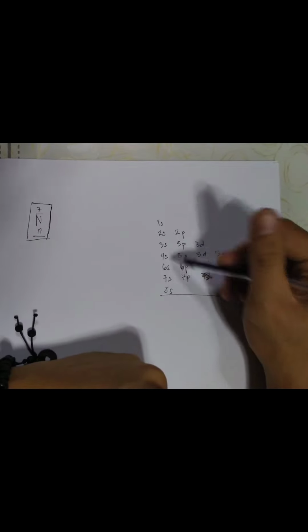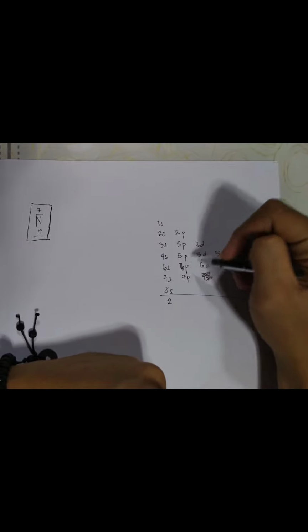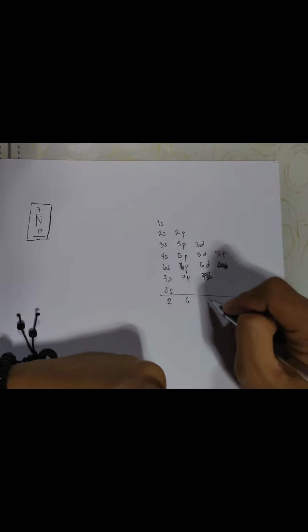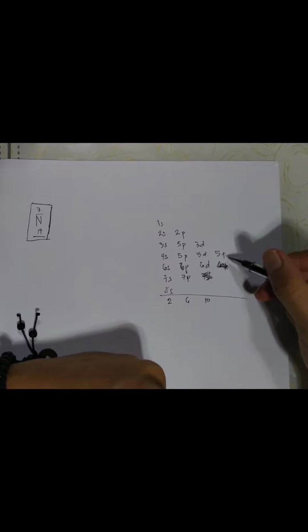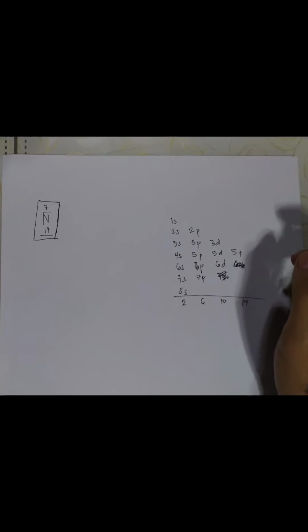The s can hold 2 electrons. The p can hold 6 electrons. The d can hold 10 electrons, and the f can hold 14 electrons. Now you want to write the electronic configuration until you get a total of 7.